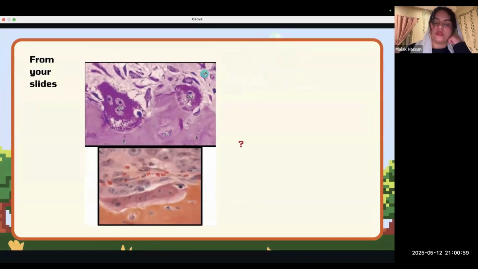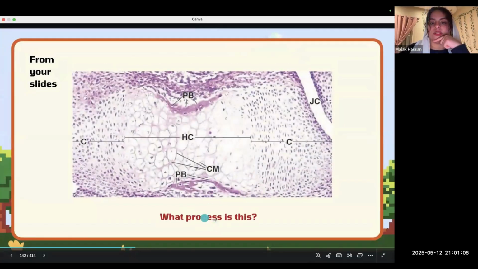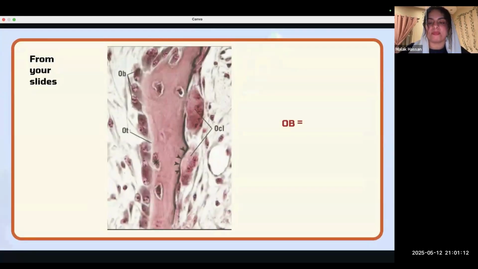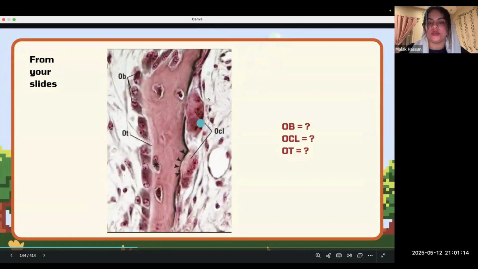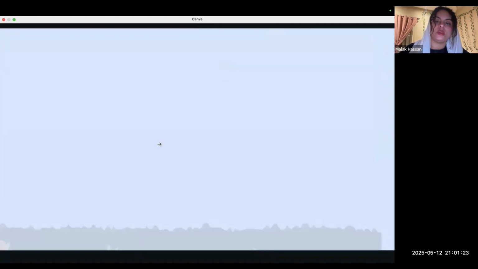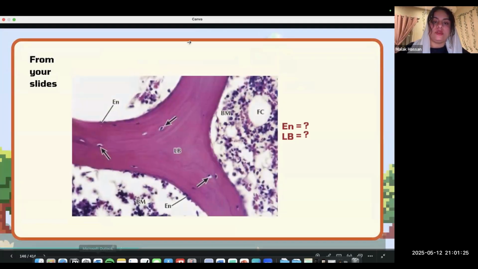Okay, now what are these? These are osteoclasts. Now what process is this? Endochondral ossification. What are these? What is OB? Osteoblast. What is OCL? Osteoclast. And OT is osteoid.